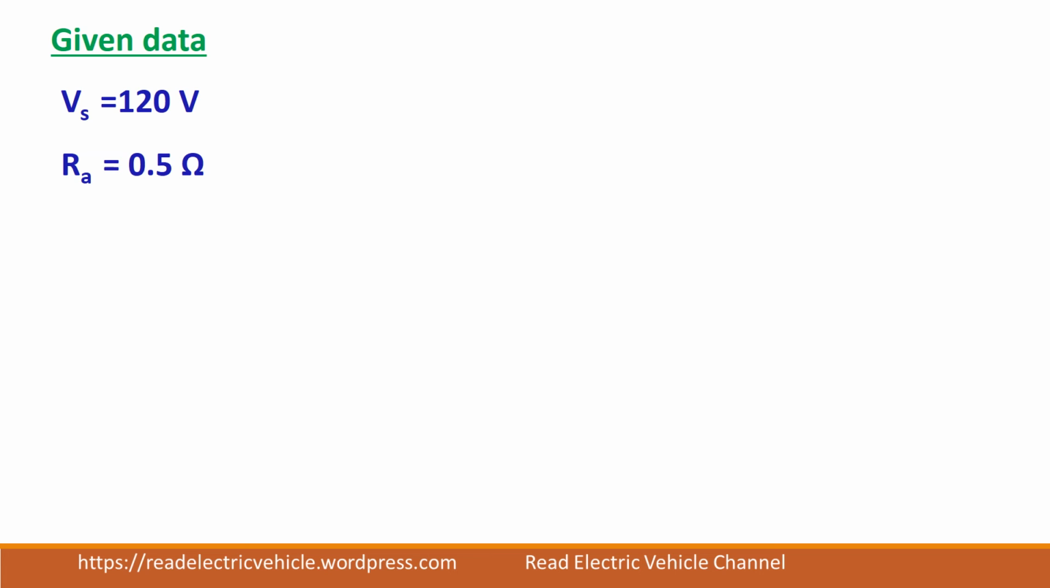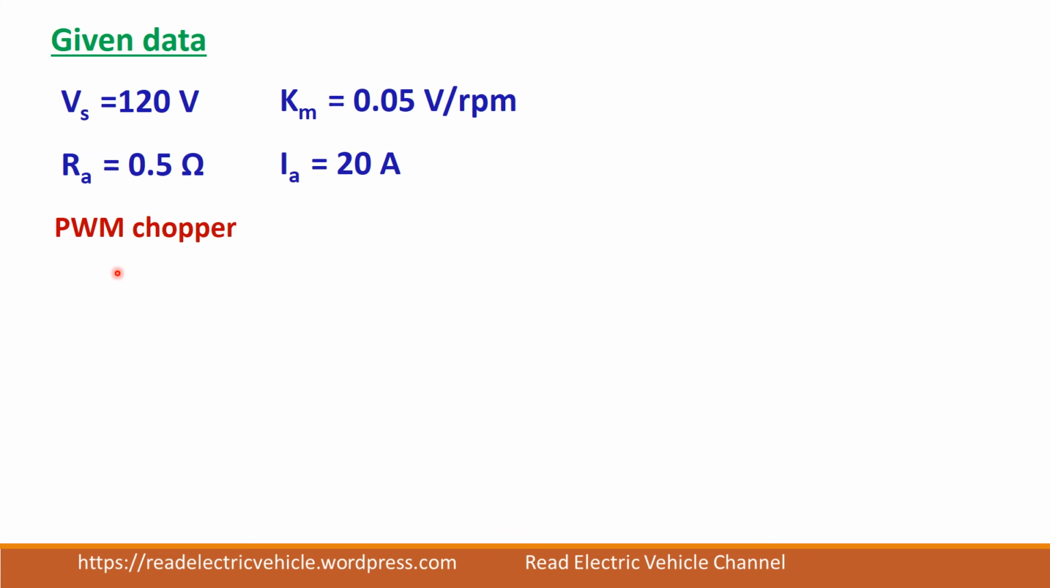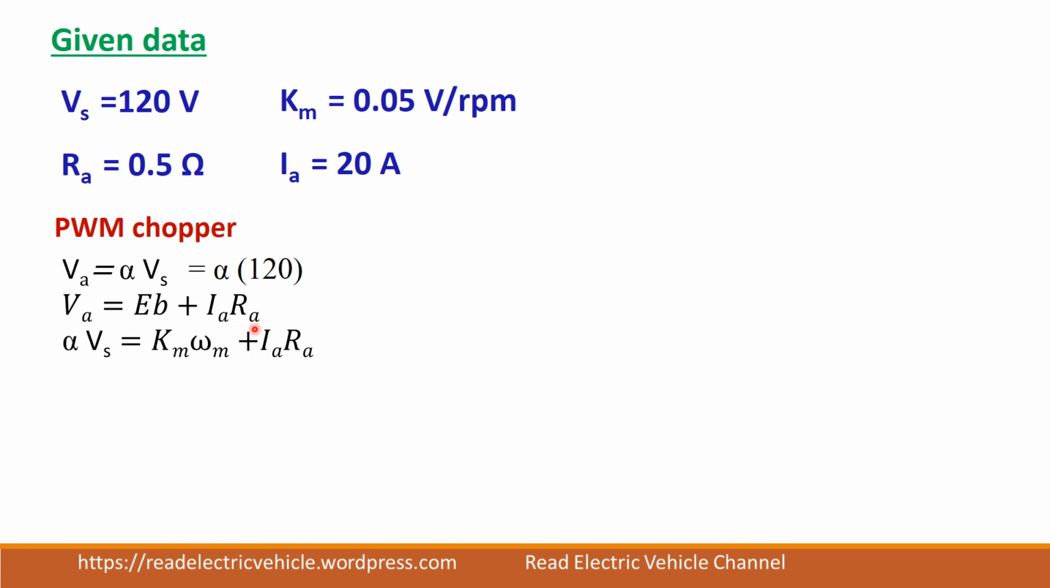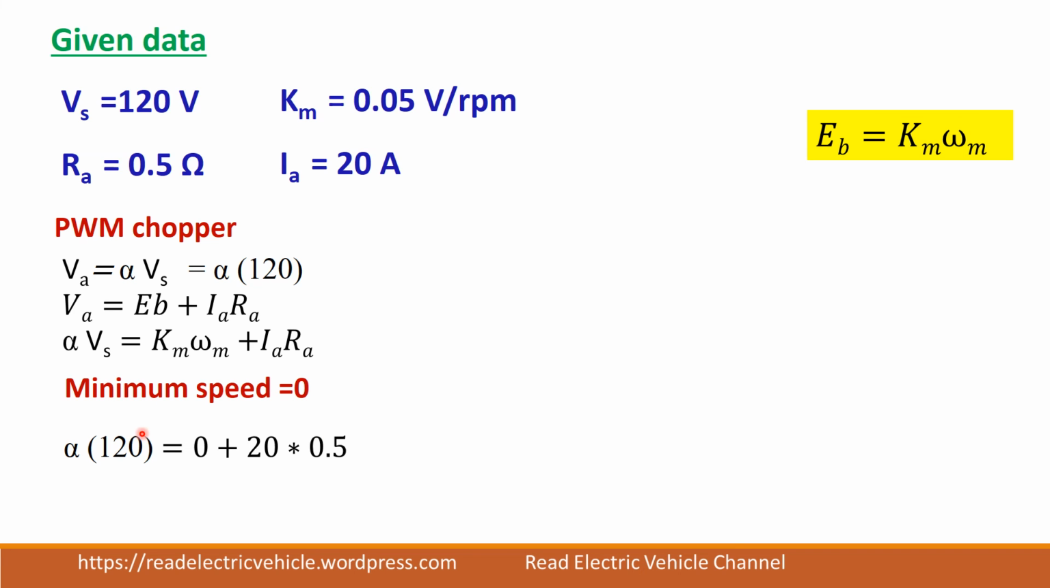Now for a PWM chopper we know VA is equal to alpha Vs. We can also write it as EB plus IARA, where EB is equal to Km omega m. So you got this equation. Now what we have to find is the alpha at minimum speed and maximum speed. But we don't know the maximum speed and minimum speed. So for a constant load, we can take the minimum speed as 0. So at 0 speed, what is the alpha? That is what we are going to find out first.